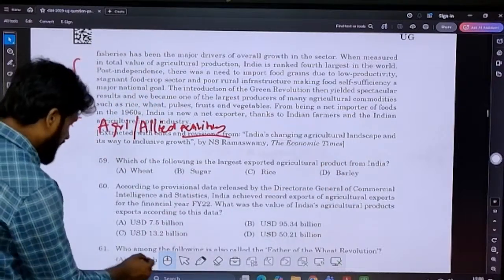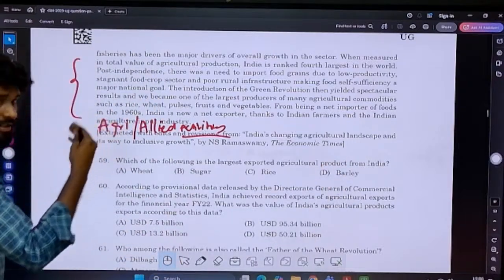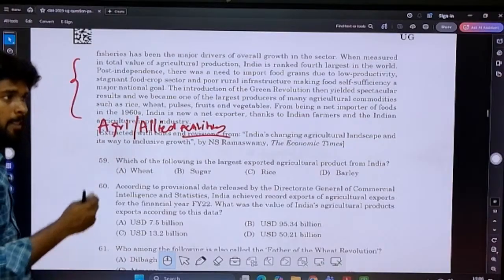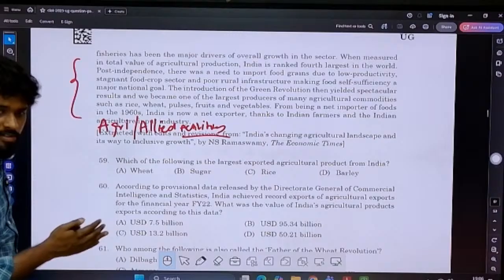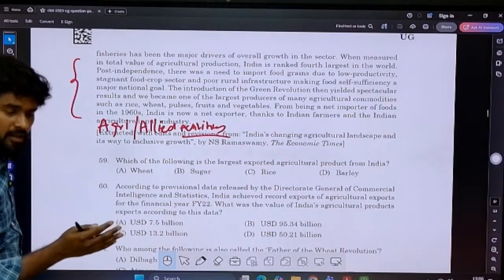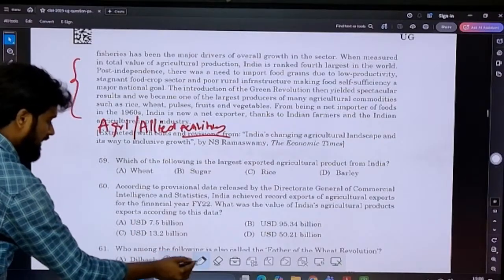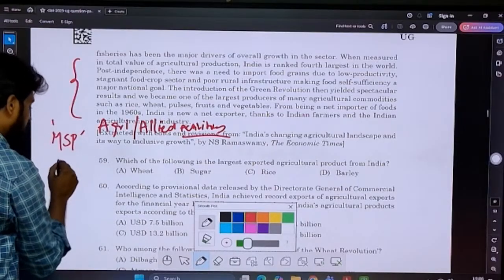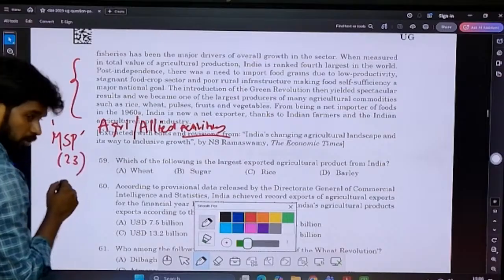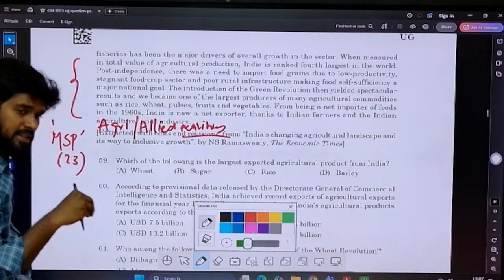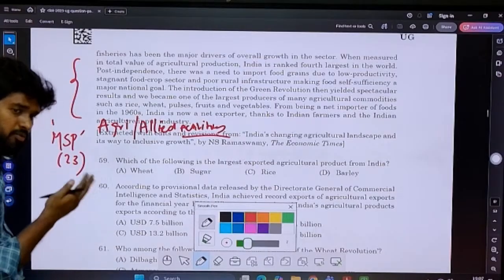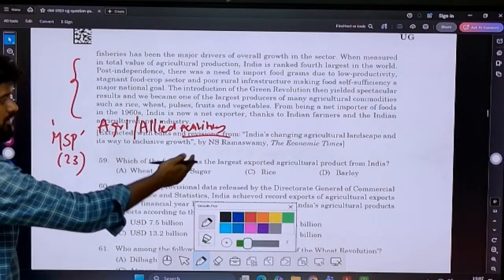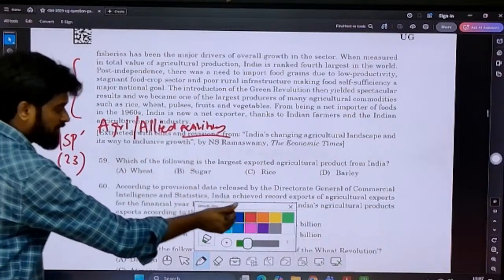When we read about agriculture, we'll be talking about crops: rice, wheat, sugar cane, paddy, all the crops on the list of MSP, minimum support price, which are approximately 23 crops. Every crop, which one is exported the most? Out of all these, which crop is highest? Is it wheat? Is it sugarcane? Is it rice or barley? We'll talk about every point here.